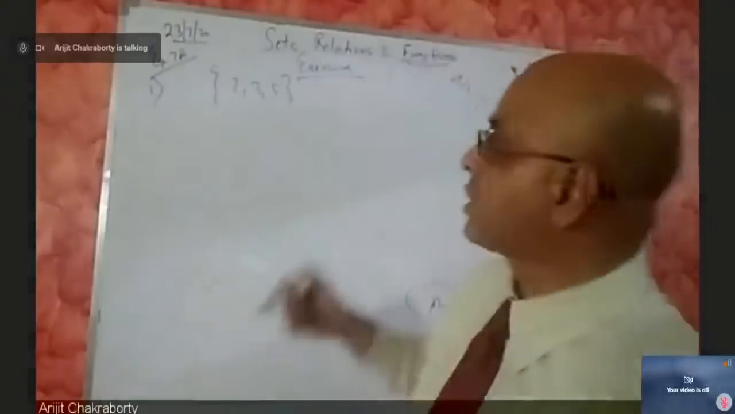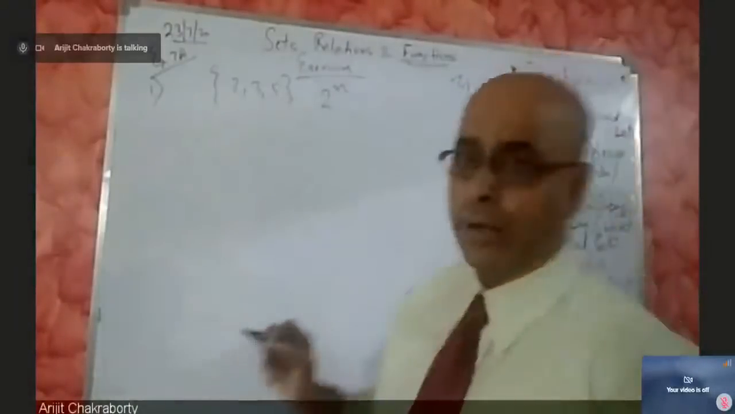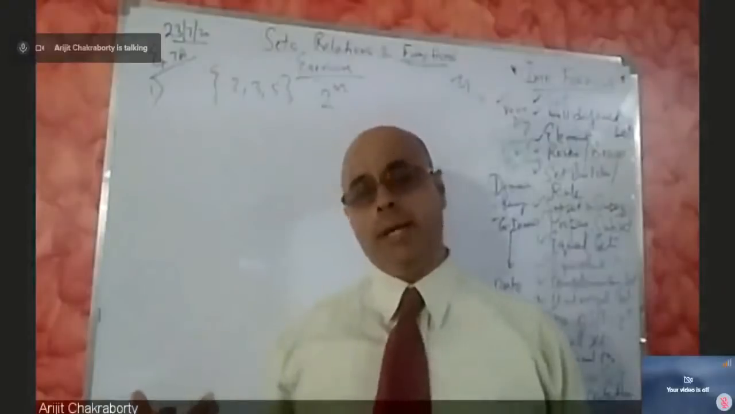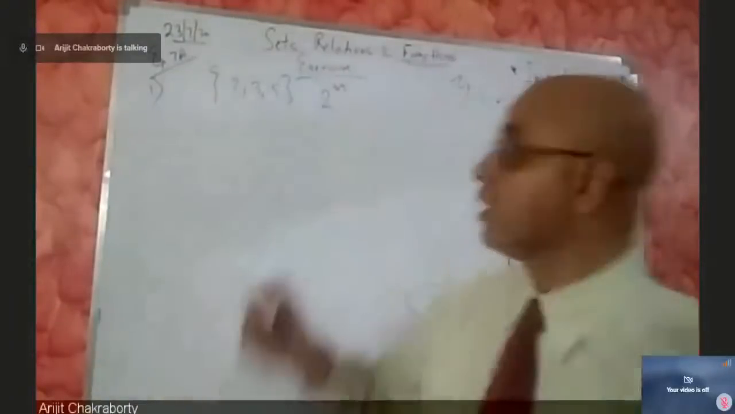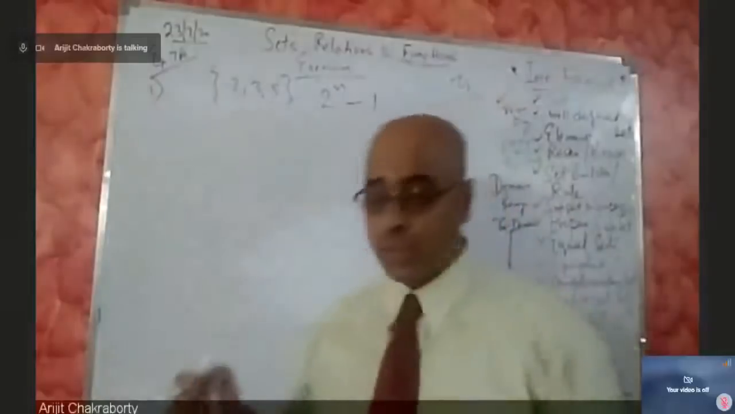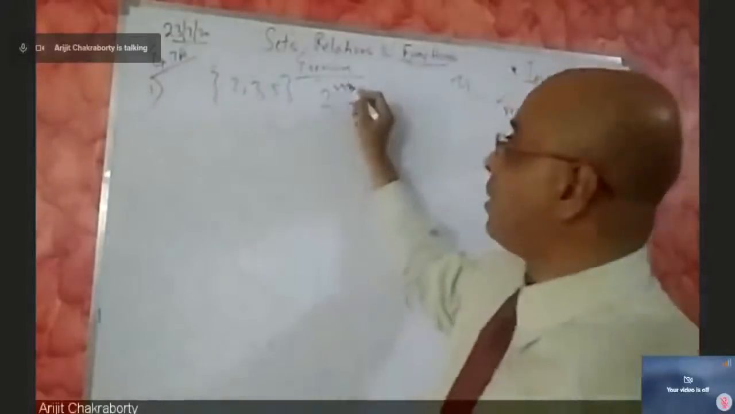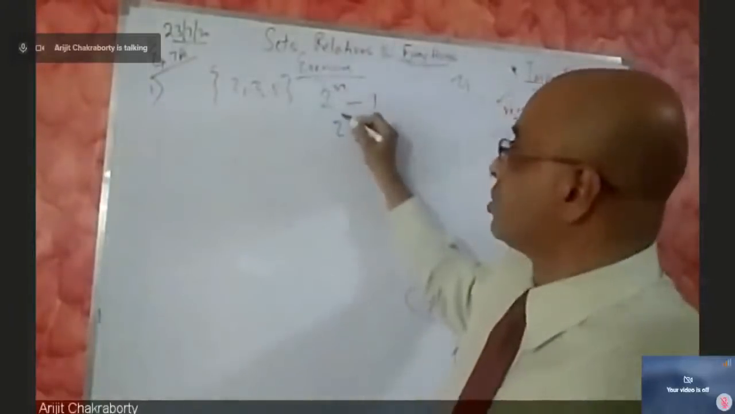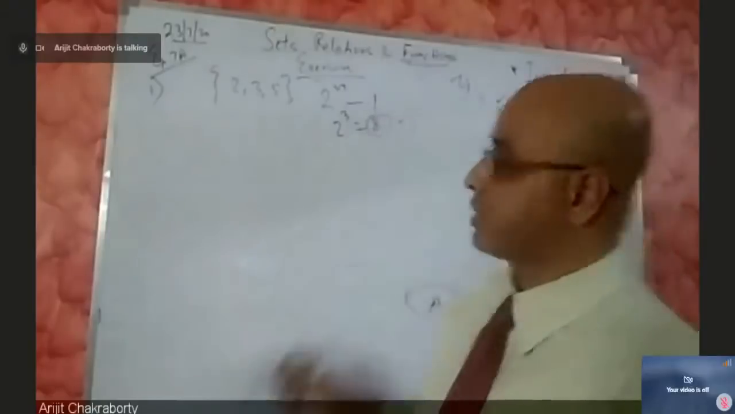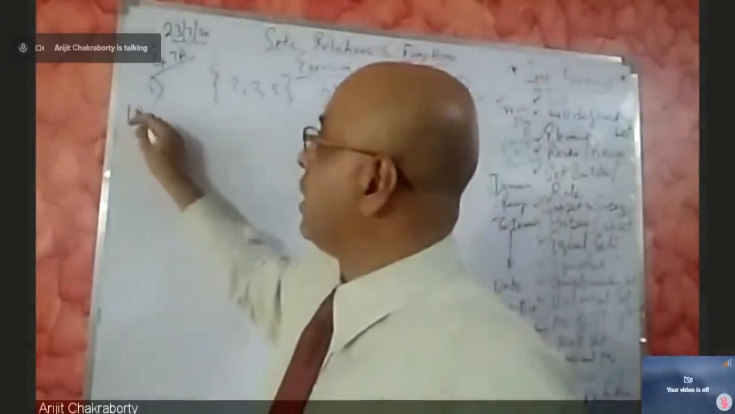We know that the formula is 2 to the power n. Number of subsets is 2 to the power n, and number of proper subsets will be 2 to the power n minus 1. So here the question is subsets. 2 to the power n, n is 3. So 2 to the power 3, that is 8. So answer is 8. Number 1 is done. Number 19.